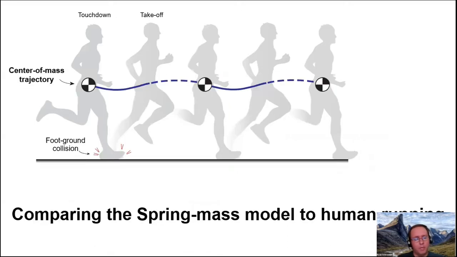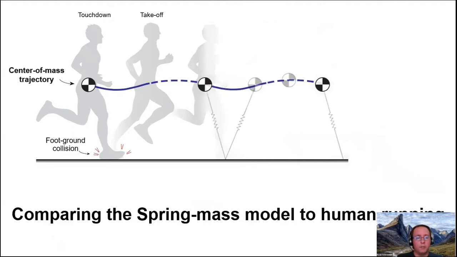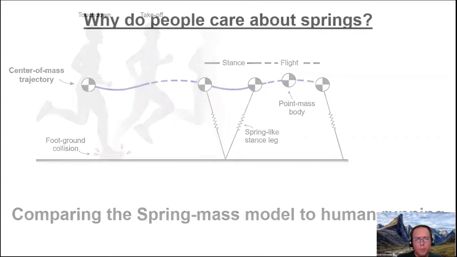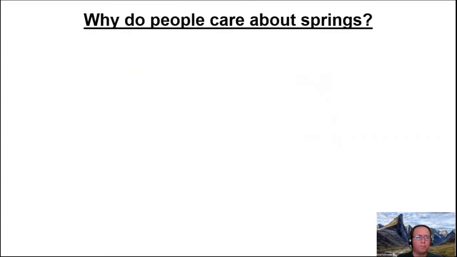So way on the other side of the spectrum, a really common model for modeling the mechanics of running is the so-called spring mass model, where all the inertia of the body is sort of lumped into a single point mass, thought of as the center of mass of the body. And then the leg is just modeled as this spring-like leg. And the idea is that as you come into contact with the ground, the leg compresses, force increases, and then the leg extends, force decreases until the body is launched off the ground into a flight phase, and then the process repeats itself. So why do people think that springs might be important?